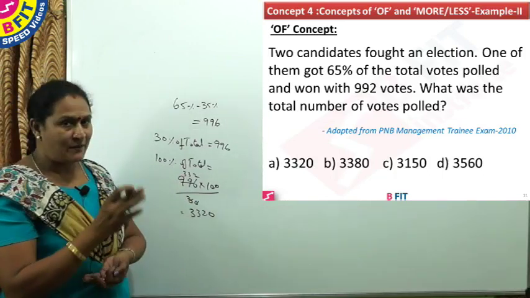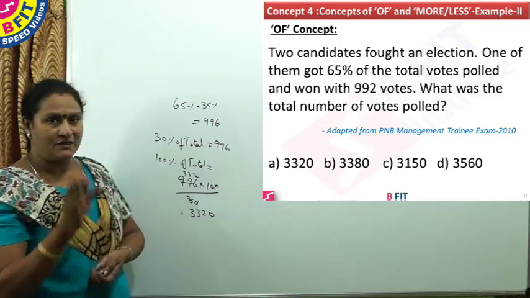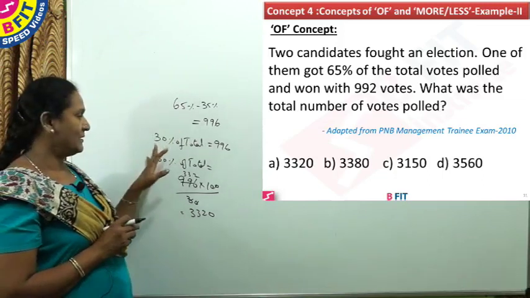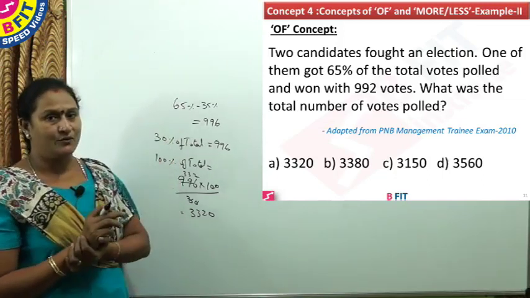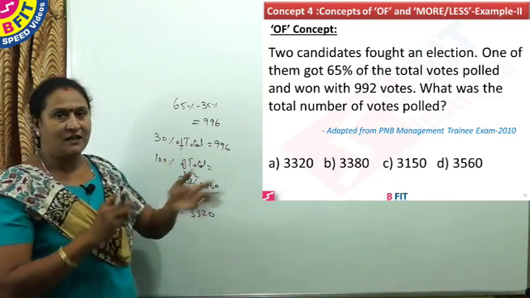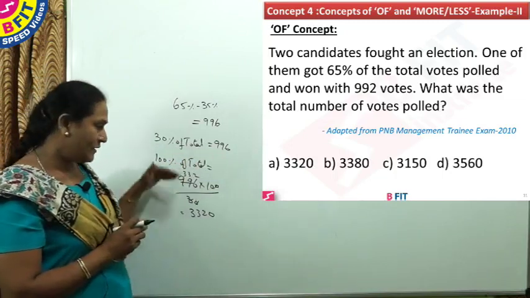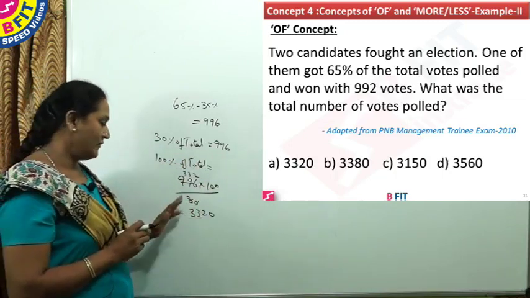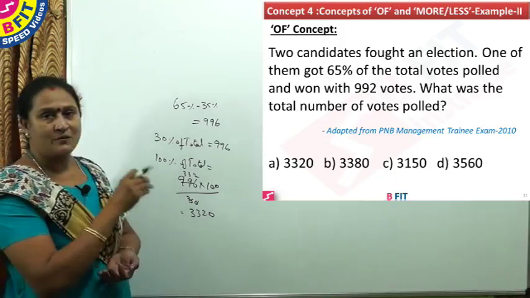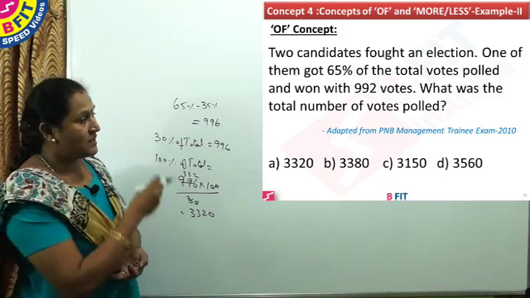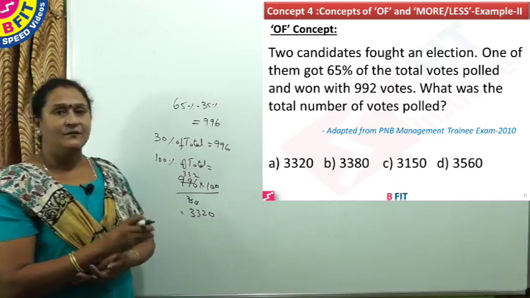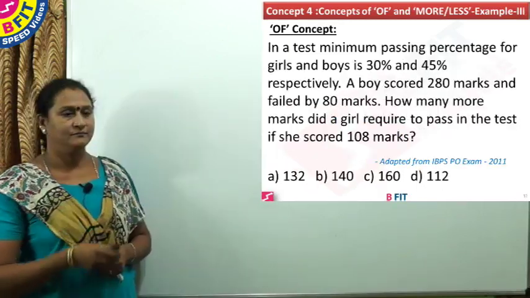So as here the base is same, instead of working out separately, find the difference in percentage. 65 minus 35, 30%. So 30% is the difference in votes. So 30% of the total is the difference in votes, or 30% is 996. To find 100%, divide by 30 and multiply by 100, we get total votes as 3320, and it is option A. So this question was asked in PNB trainee exam 2010. So we'll see the next question.